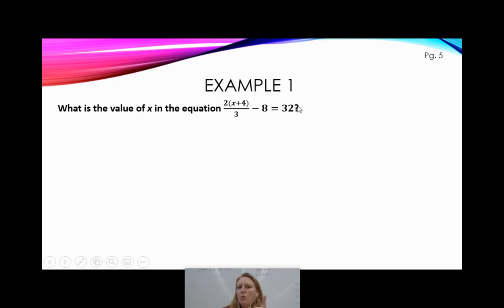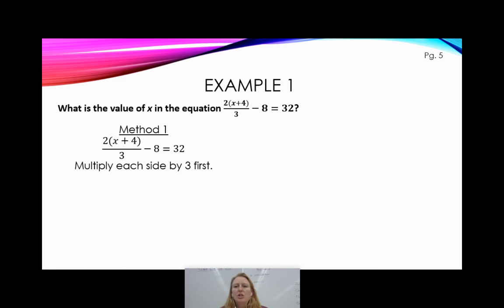Now, there is more than one way to tackle this problem. So method 1, and again, there's a lot of different ways. I'm going to show you 2 different methods. For method 1, what I'm going to do is multiply everything by 3 first. I hate having that 3 in the denominator, really don't like it. So I'm just going to multiply each side by 3.